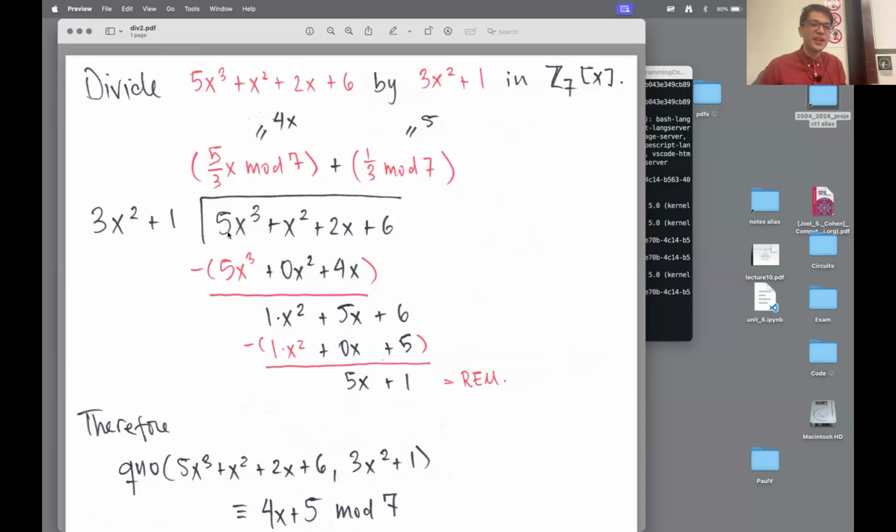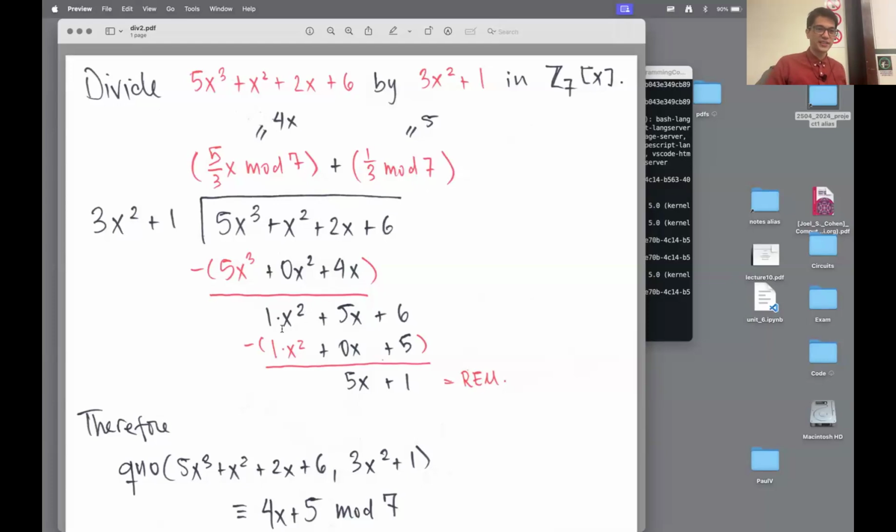Doing that cancellation is called a syzygy. There's a special name for this. x squared minus 0x squared is 1x squared. That's fine. 2x minus 4x is minus 2x, mod 7 is 5x. And then we also bring down that 6.